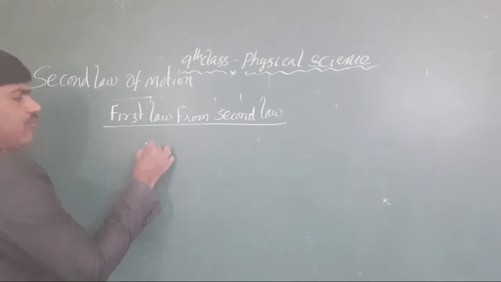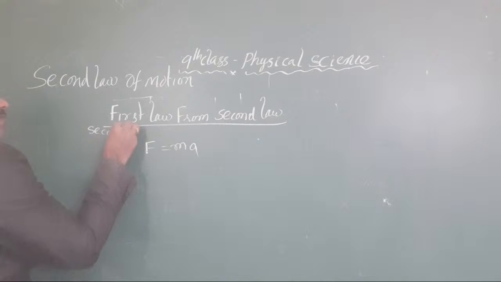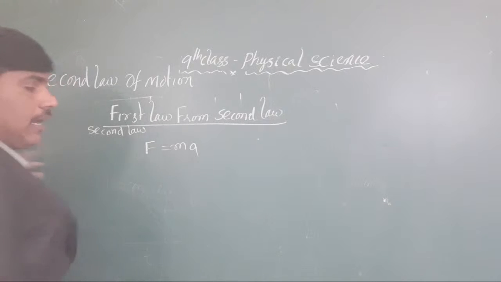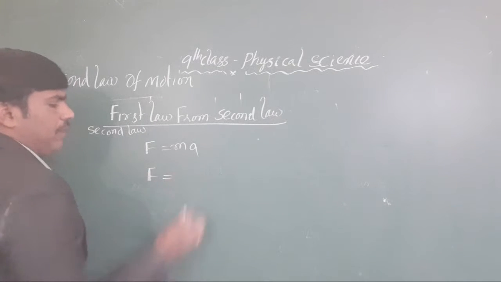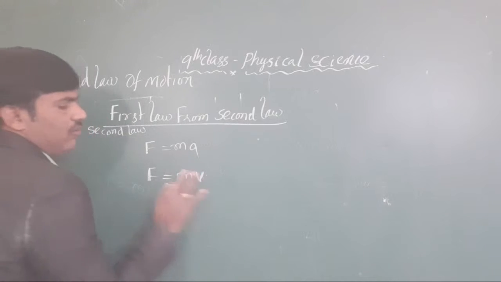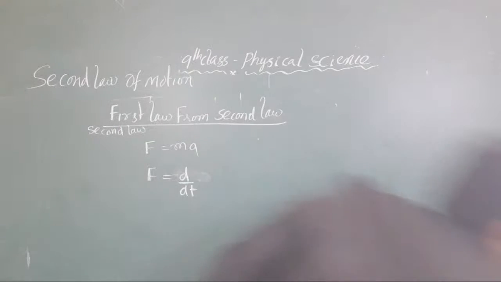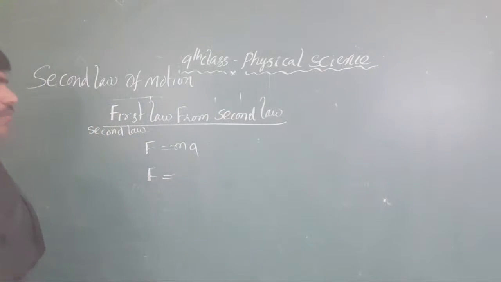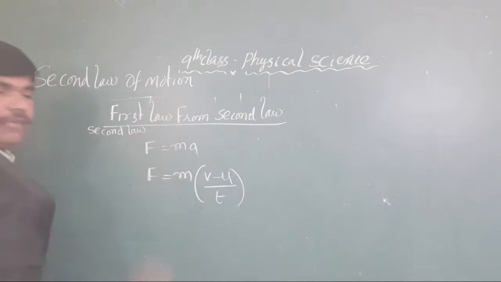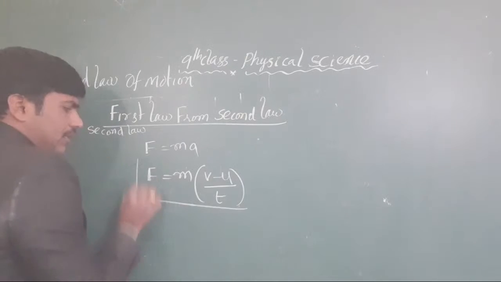Suppose you take F = ma. The second law says F = ma. F is also written as m times v, or otherwise d by dt of m(v - u)/t. This is the second law we have written.